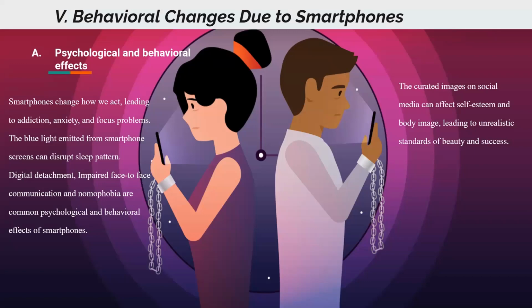On number 5, we have behavioral changes due to smartphones. Psychological and behavioral effects. Smartphones change how we act, leading to addiction, anxiety, and focus problems. The blue light emitted from smartphone screens can disrupt sleep patterns. Digital detachment, impaired face-to-face communication, and nomophobia are common psychological and behavioral effects of smartphones. The curated images on social media can affect self-esteem and body image, leading to unrealistic standards of beauty and success.